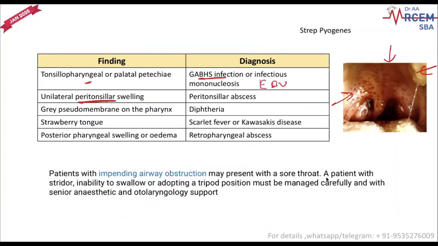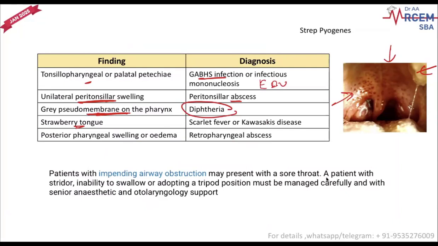If there is unilateral swelling of the tonsil, and behind the tonsil there is some collection, suspect a quinsy, which is also known as peritonsillar abscess. If a gray pseudomembrane is present in the throat, we have already discussed that this is diphtheria.